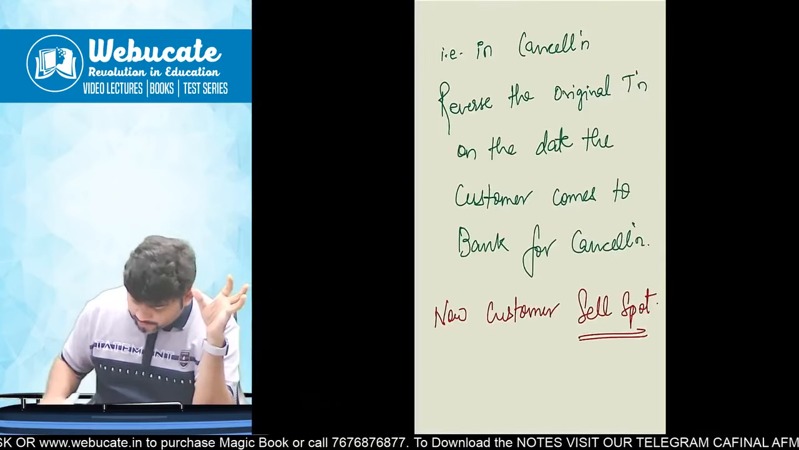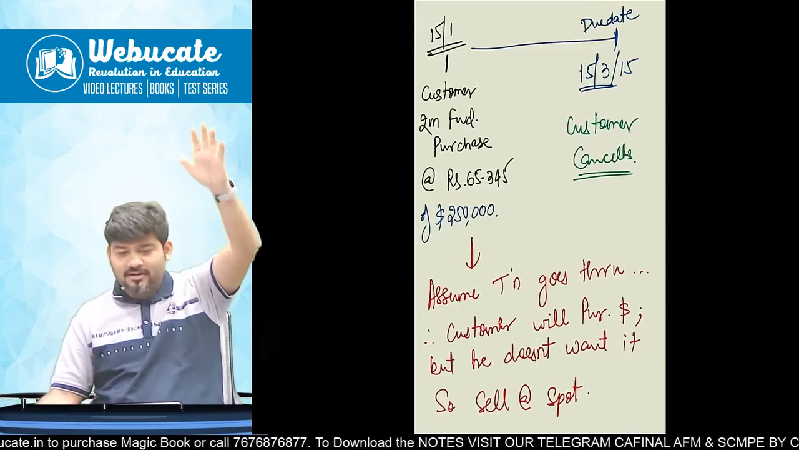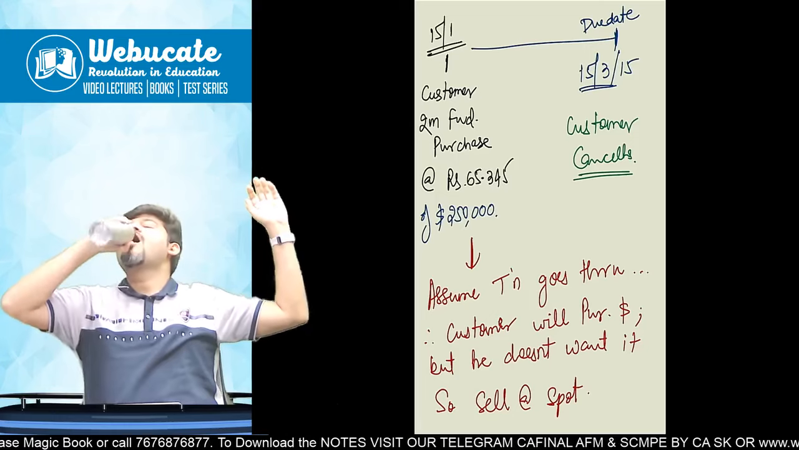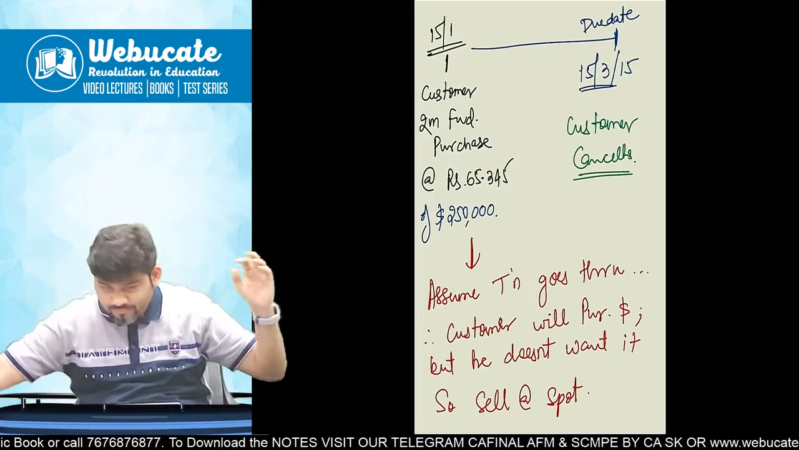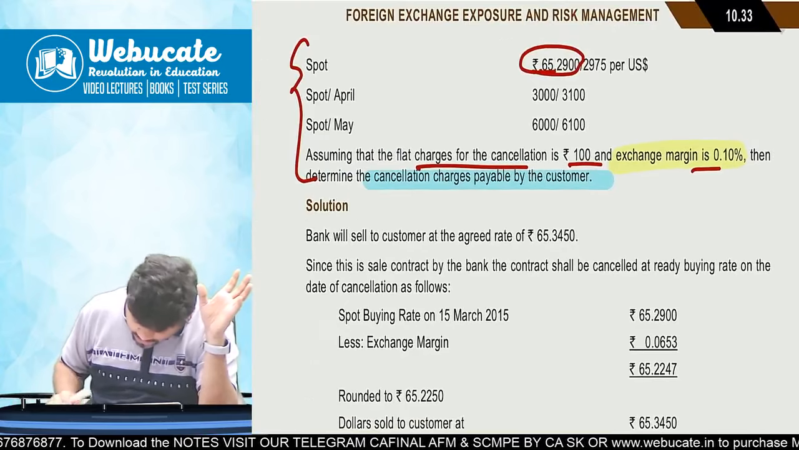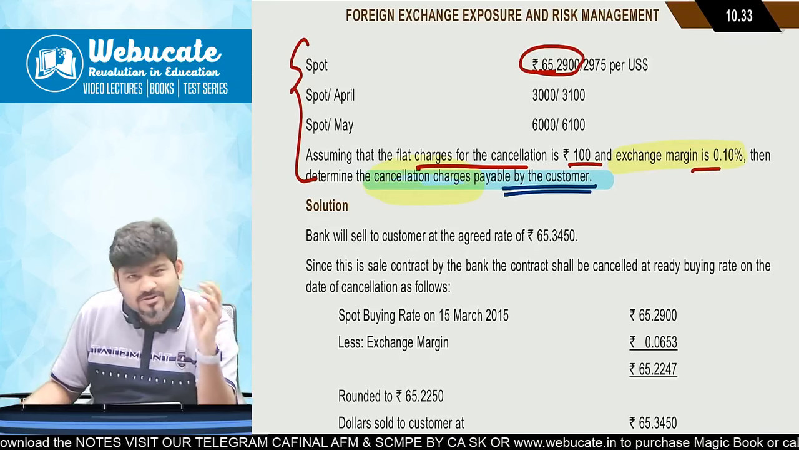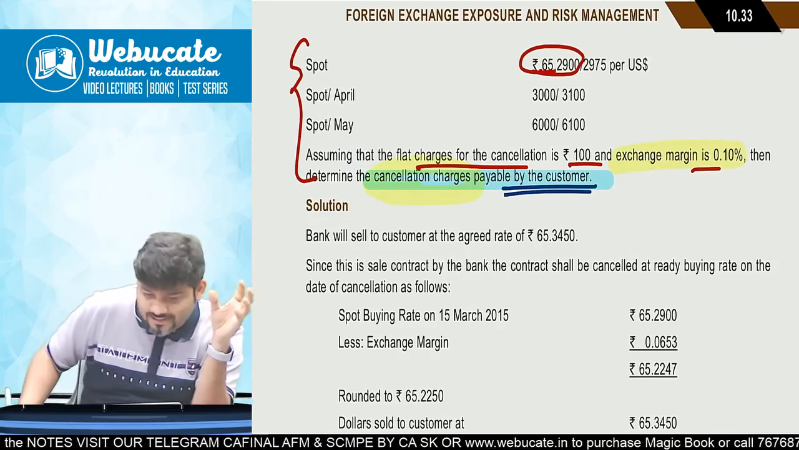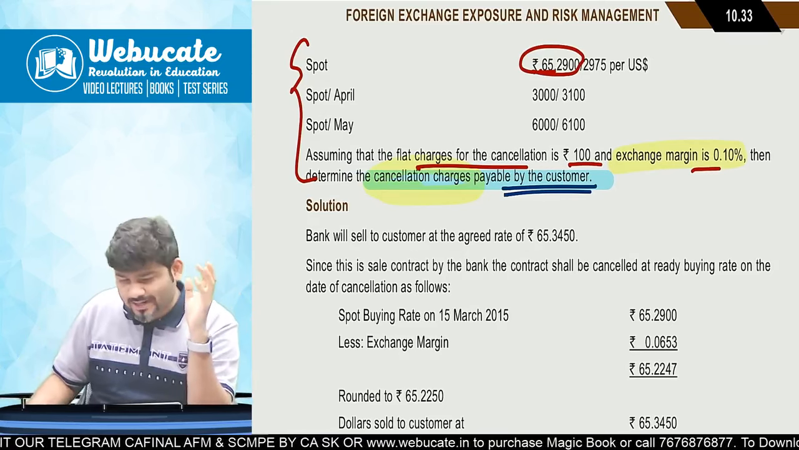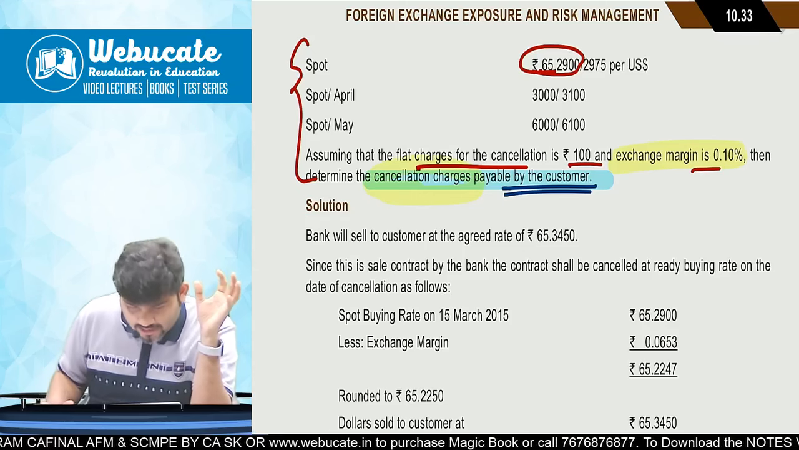Now what Rushi is saying, Rushi, you are thinking from the bank's angle. That the bank has covered in the market and all of that. That is not required. Because what they are saying here is, we just have to determine the cancellation charges payable by the customer. So if cancellation charges are to be payable by the customer, what the bank has done in the interbank market will not matter at all. So that's not a problem. Okay. Now here, look here.